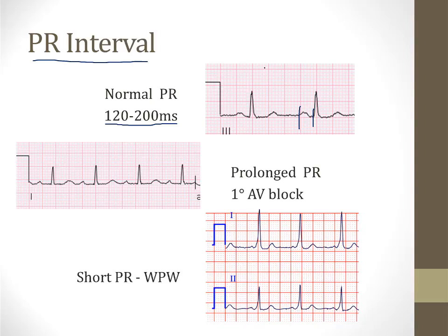That's because, remember what I told you before, a big box represents 200 milliseconds in time. So if the PR interval is longer than one big box in duration, then the PR interval is prolonged. And you can develop a prolonged PR interval from first degree AV block, and I talk about this and other forms of AV block in a separate video. You can also develop a short PR interval if you have a bypass tract caused by the Wolff-Parkinson-White syndrome, and I talk about WPW in its own video as well.